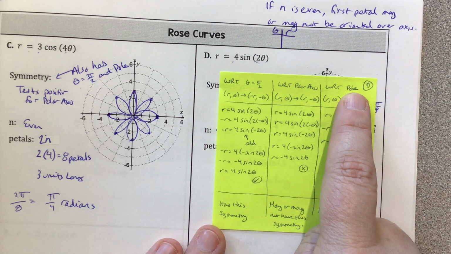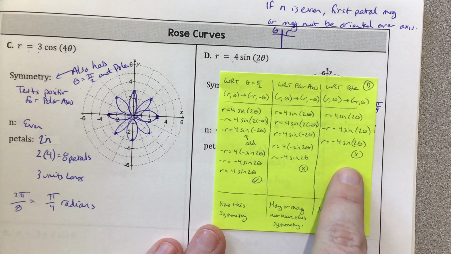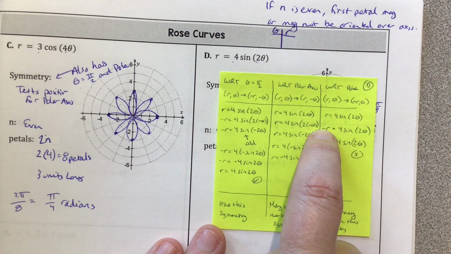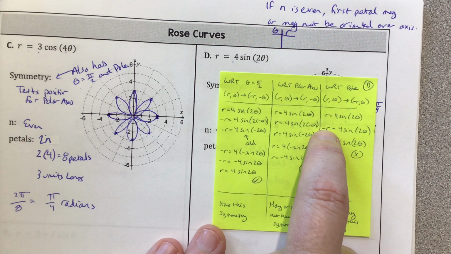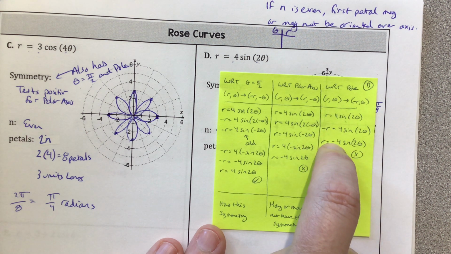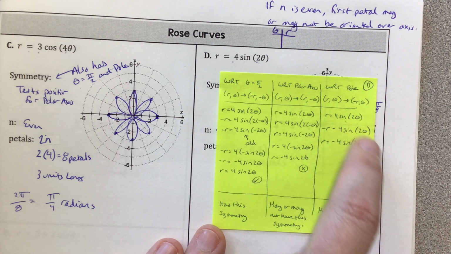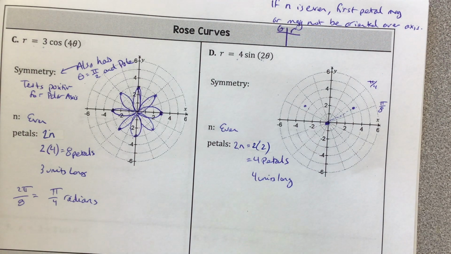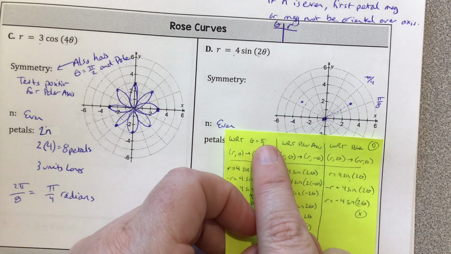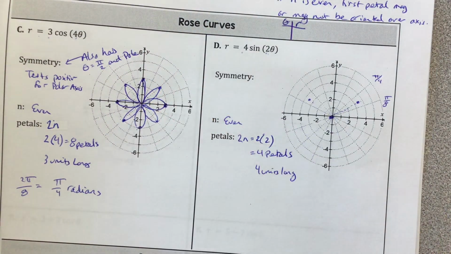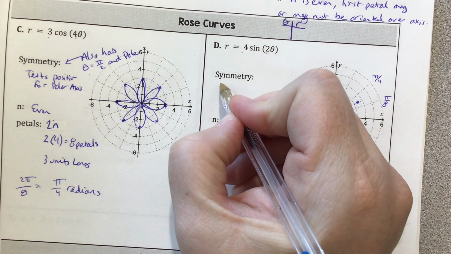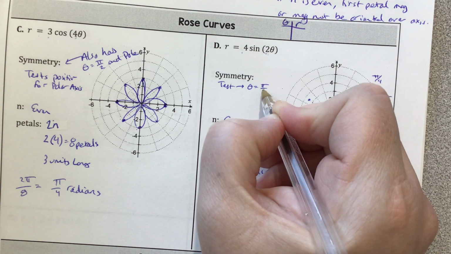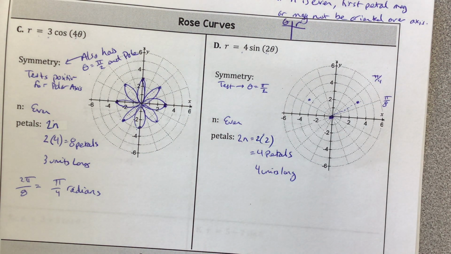Likewise, for symmetry with respect to the pole, we also don't see that symmetry in the test. We change r to negative r, and then I solve for r, multiply or divide both sides by negative 1. This does not look like the original equation, so it didn't pass the test. I cannot be guaranteed that it has either of these symmetries, but I do know from the test that theta equals pi over 2 symmetry holds.